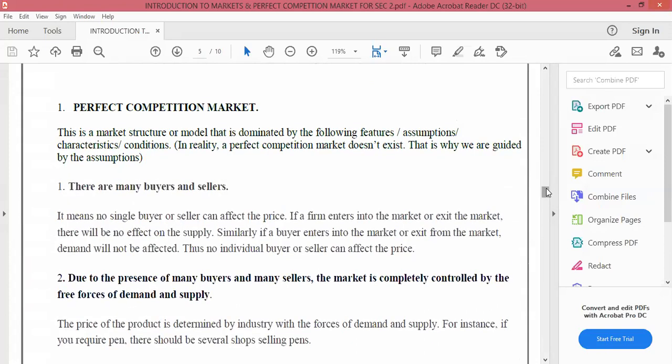What is a perfect competition market? Let me start with a funny way of introducing the market. Usually it's a market where we have an imagination, because in reality it doesn't exist. It's like an assumption we are making of the existence of such a market.